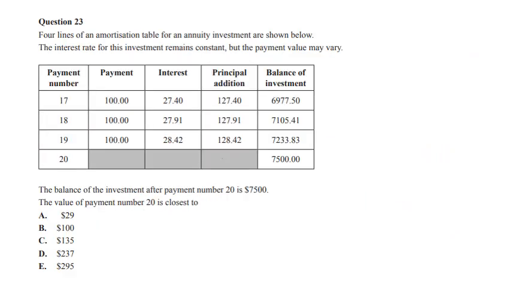Okay, so we've got an amortization table. It says here that the interest rate is constant, but the payment might vary. So we're trying to work out this value because it says the value of the payment number 20, that's there. Now, this is not actually that difficult a question.